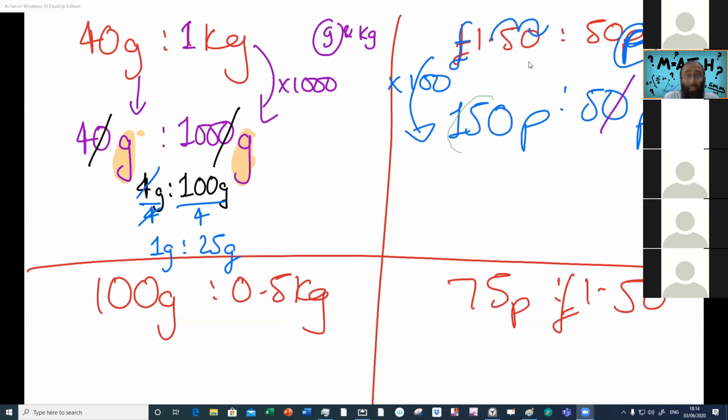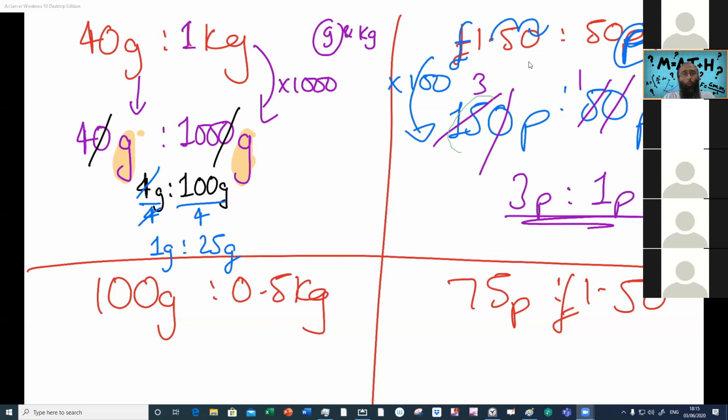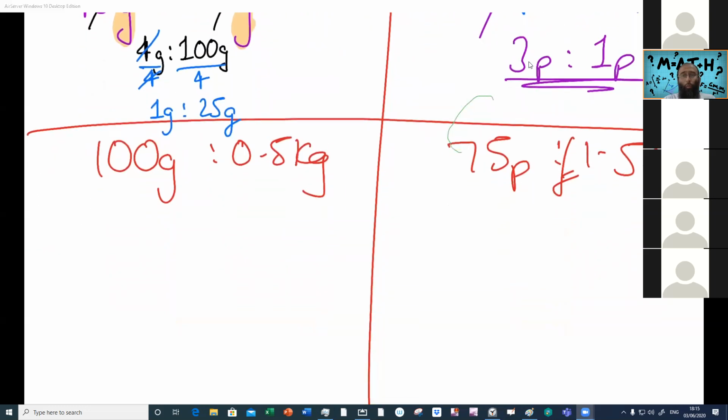So we divide that by 10, divide that by 10. That's the easiest way to cancel so far by looking at it. Then divide that by 5, divide that by 5. So we're cancelling, cancelling, and recancelling if necessary. So that gives you a ratio of 3p to 1p. And we're done. Fantastic. Let's move on to the next questions. I won't do all the questions. I want to move on to the next exercise.